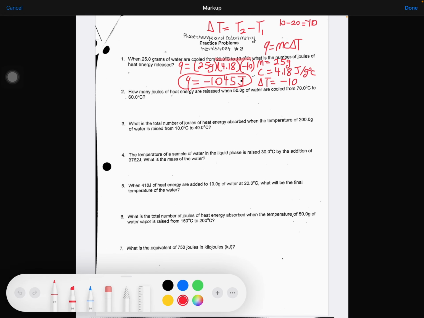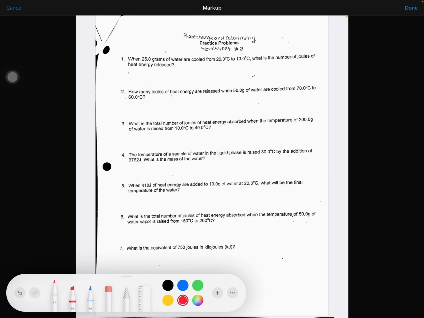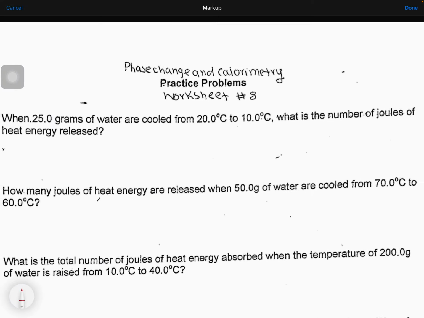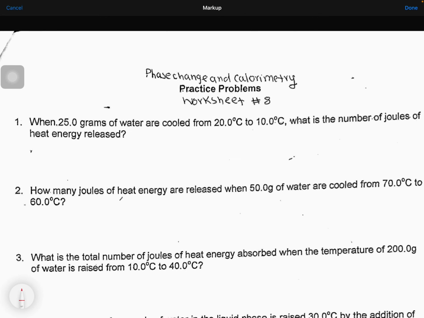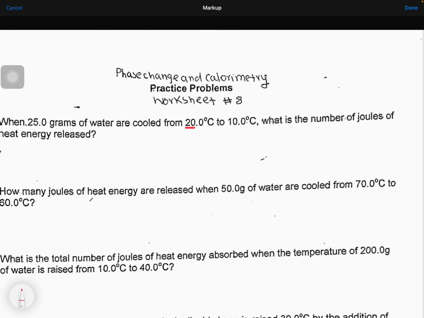Okay, let me just erase this top one so we can start fresh. Okay, question 1. When 25 grams of water is cooled from 20 degrees Celsius to 10 degrees Celsius, what is the number of joules of heat energy released? Because they're giving us numbers for the temperature, we are going to be looking at Q equals mc delta T.